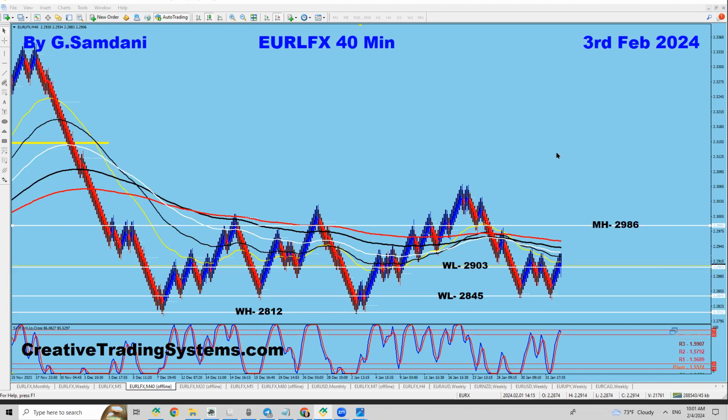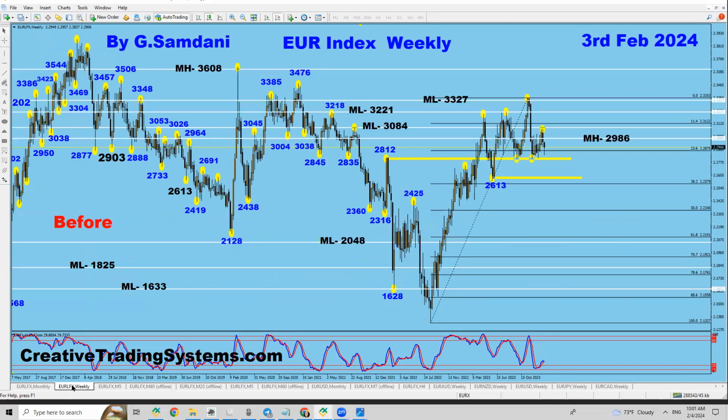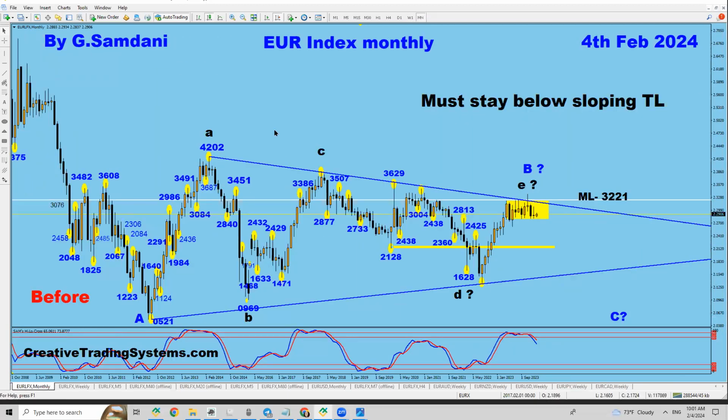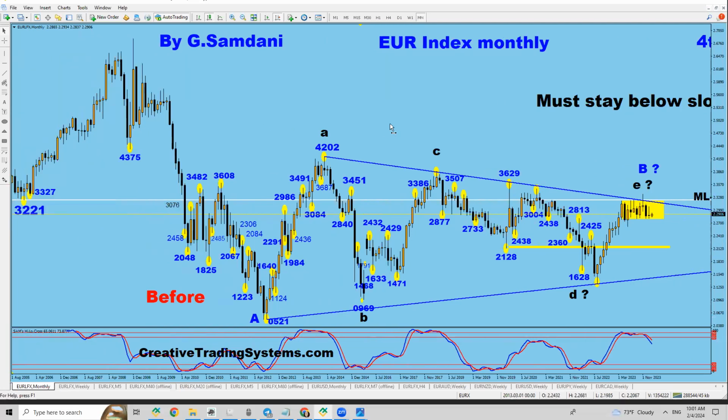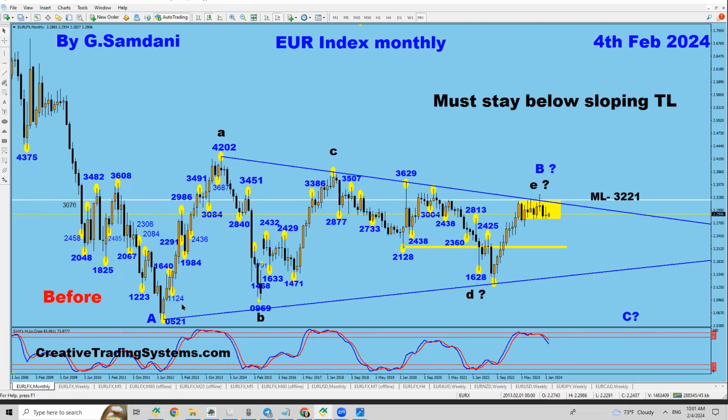So let's get started. This is the monthly chart. Let me show you the monthly chart of Euro Index first. And this is how it is, right? So let's say this is a big move to the downside here, right? Long time ago. And then this is what it did, and it is doing.